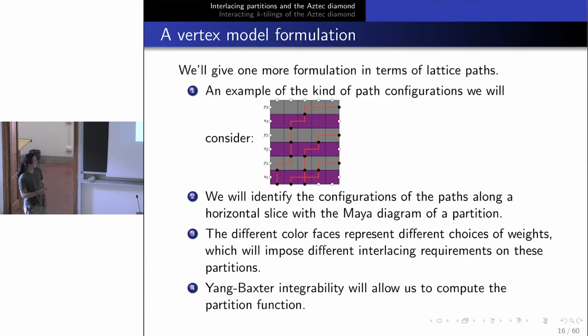And so what we'll end up doing is that the positions where these paths cross a horizontal slice are going to be given by a partition. And the weights we choose for these rows are going to impose interlacing conditions on these partitions. So we'll have a bijection between these sequences of partitions and configurations like this. And it turns out the weights we've chosen will appear nicely in terms of the vertex weights as well. Then once we have everything in terms of a vertex model, we'll be able to use the Yang-Baxter to simplify this and compute the partition function. Okay, so that's our plan.